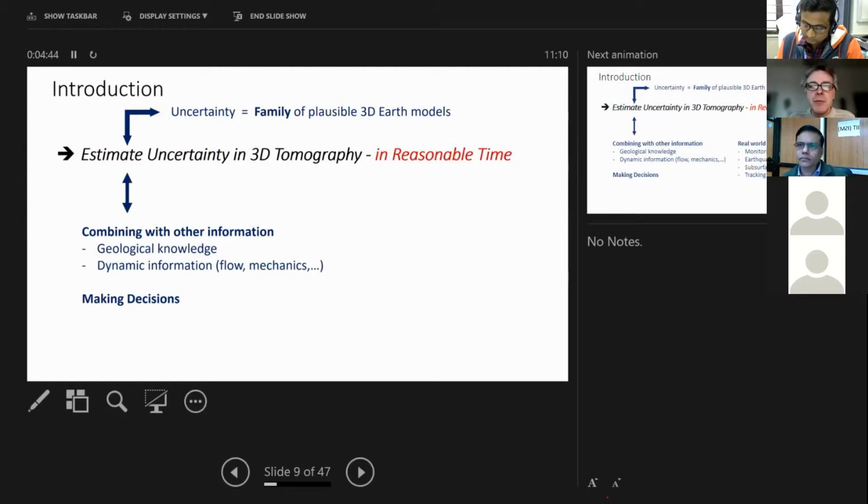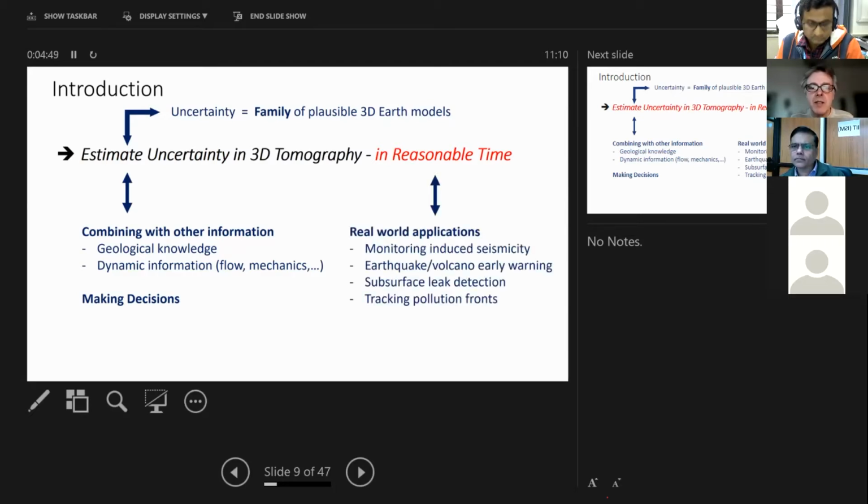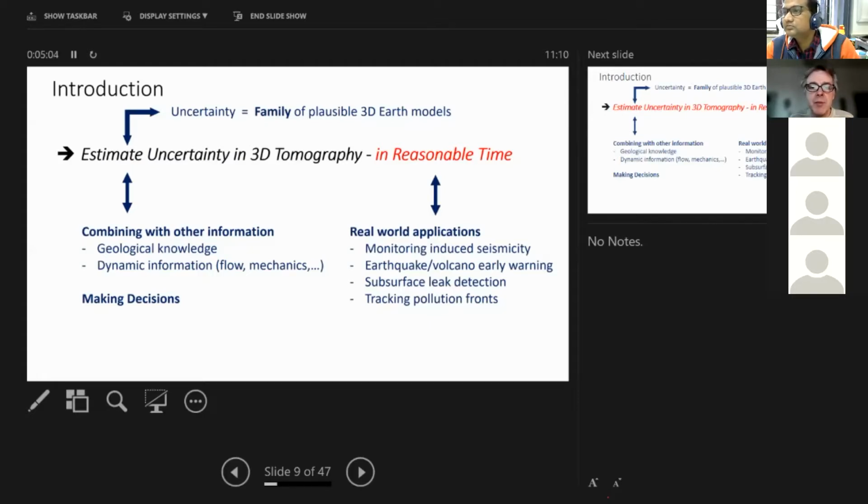I'm interested in doing it in reasonable time because the kinds of applications that we're typically interested in are monitoring seismicity, for example human-induced seismicity, which may require some pretty much immediate action to suppress it. We're interested in earthquake and volcano early warning systems, which require immediate decisions to be taken, detecting leaks in subsurface storage reservoirs, tracking pollution fronts, etc. So we want algorithms that can be implemented in real or reasonable time.